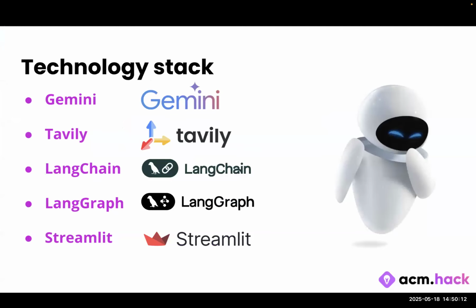Okay, so we're gonna be using 5 main different technologies today. That's gonna be our technology stack. So we're gonna be using Gemini, Pabbly, LangChain, LangGraph, and Streamlit. And if you're familiar with any of these, no problem. We're gonna be going through every single one in depth.